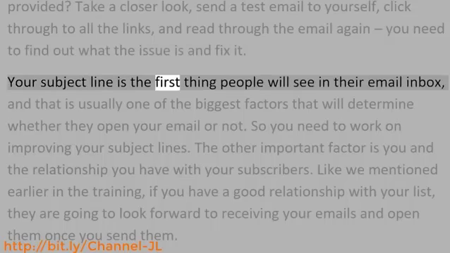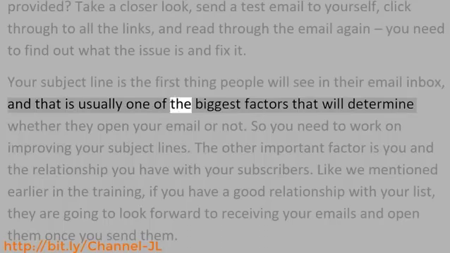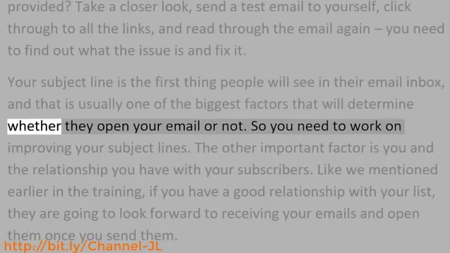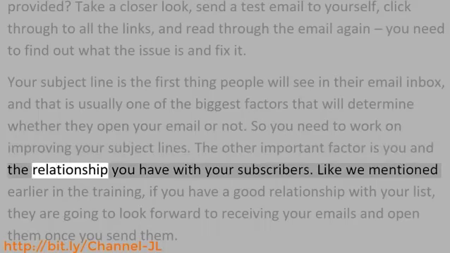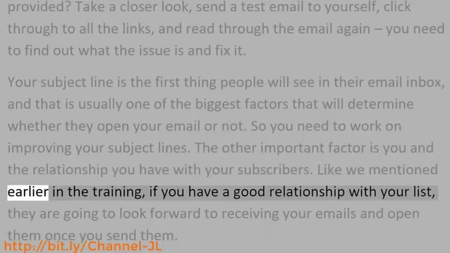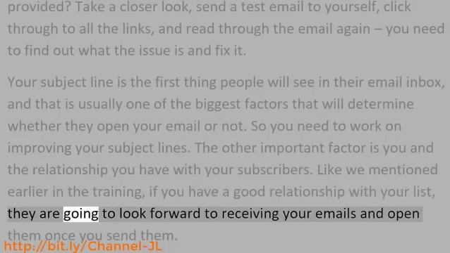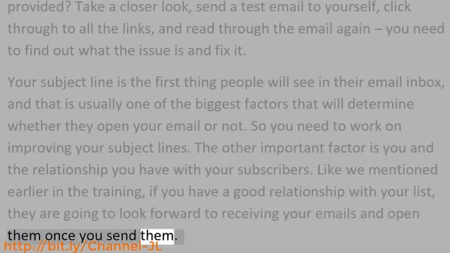Your subject line is the first thing people will see in their email inbox, and that is usually one of the biggest factors that will determine whether they open your email or not. So you need to work on improving your subject lines. The other important factor is you and the relationship you have with your subscribers. Like we mentioned earlier in the training, if you have a good relationship with your list, they are going to look forward to receiving your emails and open them once you send them.